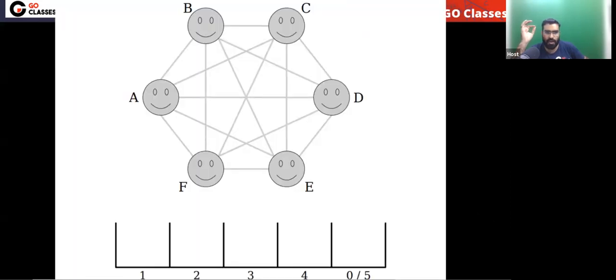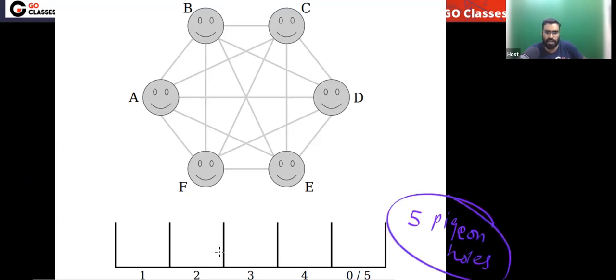So ultimately, how many buckets will be there? How many pigeons will be there? Whatever you do, either you can take 0 to 4, or you can take 1 to 5. But whatever you do, how many pigeonholes will be there? There will be only 5 pigeonholes, right? There will be 5 pigeonholes, whatever you do.